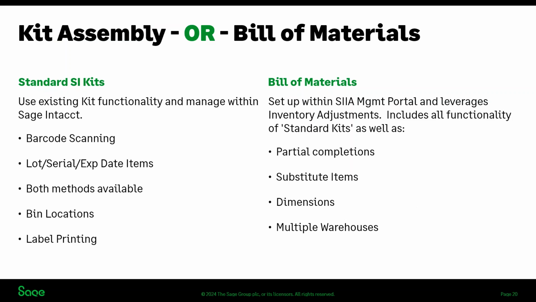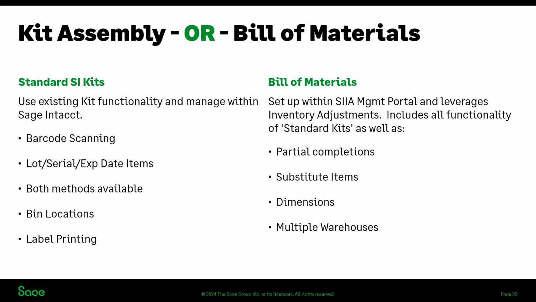We also have two versions here. You can utilize standard kits back in Intacct. It leverages barcode scanning, and it supports lot, serial, and expiration dates. Both methods we just talked about are available, either the backflush or the components. It does respect bin locations, and there is label printing. So that's another key point here. If I'm assembling kits, they may not have a barcode for that finished kit, so I can print that out right from the mobile device.